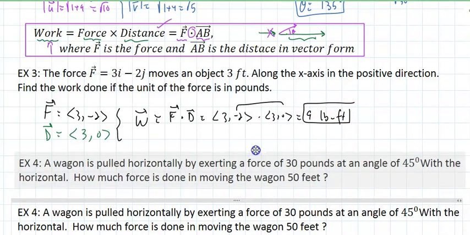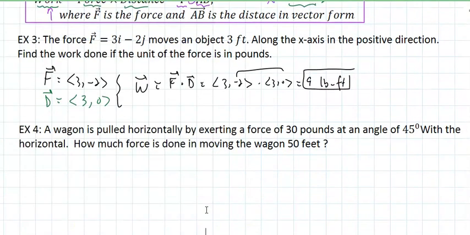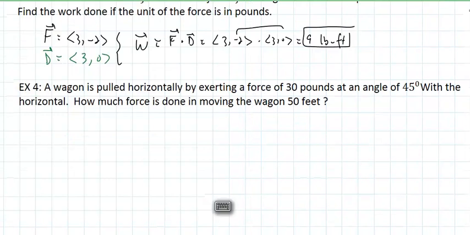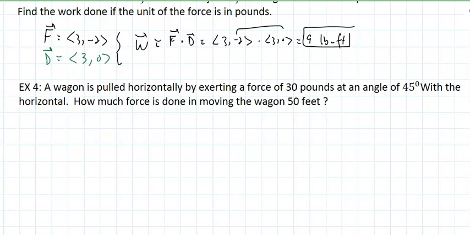Straightforward. If you could write it as a vector, that's a big deal. There are formulas you could derive. We could derive them because they really use trigonometry, but this is a much simpler way, and I want you to get used to that. A wagon is pulled horizontally by exerting a force of 30 pounds at 45 degrees. You don't need to graph it, but visualizing it makes it easier.